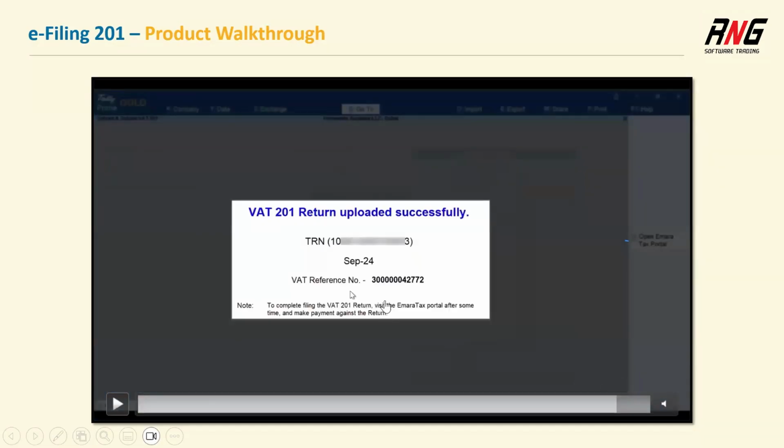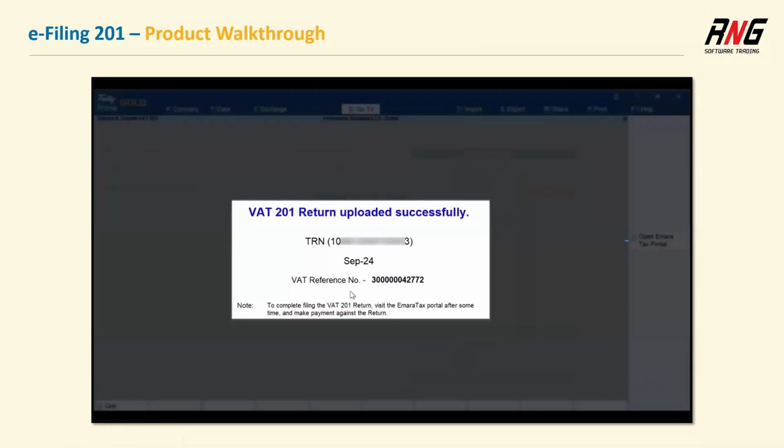Now just to give a glimpse of the VAT reference number. This particular reference number is given by the FTA. It is not given by the software. It is given by the FTA so that you can keep it in your records, and if there are any amendments or anything else where you want to go back and enter the reference number, you can do that. So this is how easy it is to submit your VAT returns.